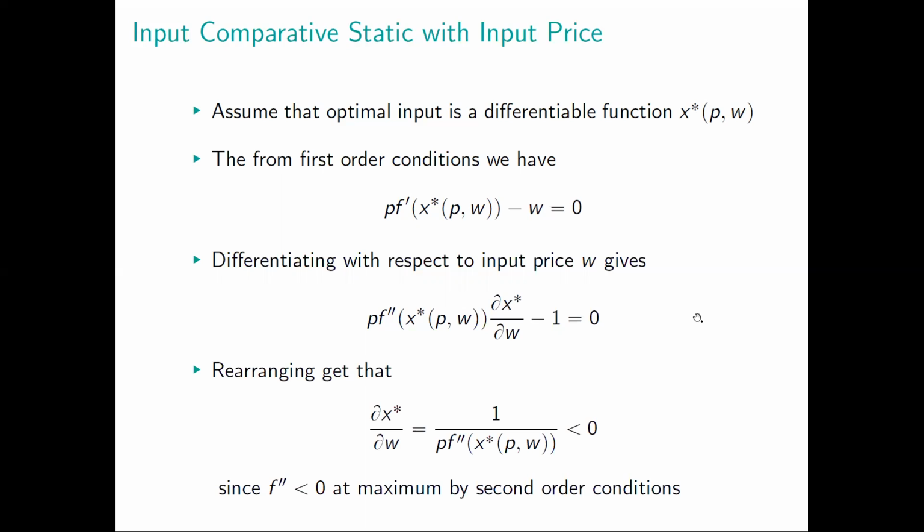But we can rearrange this then, and we'll actually get that the change in input with respect to the change in input price increasing is going to be negative. So as input price goes up, input goes down, and this is because f double prime at a maximum is going to be strictly less than 0. And this is from second order conditions. And if you've forgotten second order conditions, I would recommend you go back to the optimization lecture to look at those. I believe this is lecture 4. So that's how we find input comparative statics with input price.